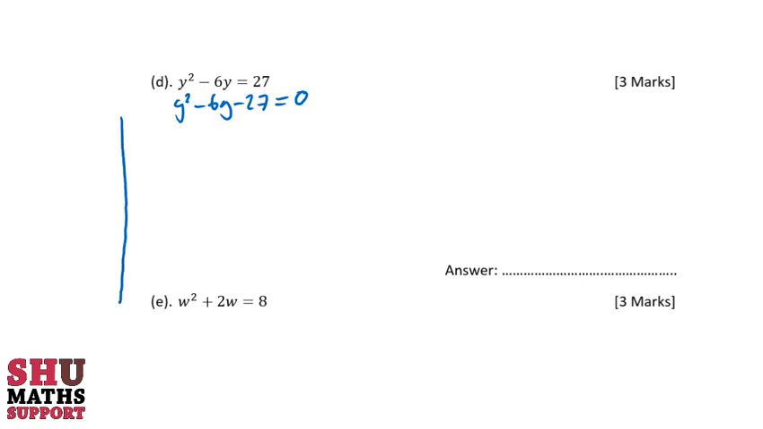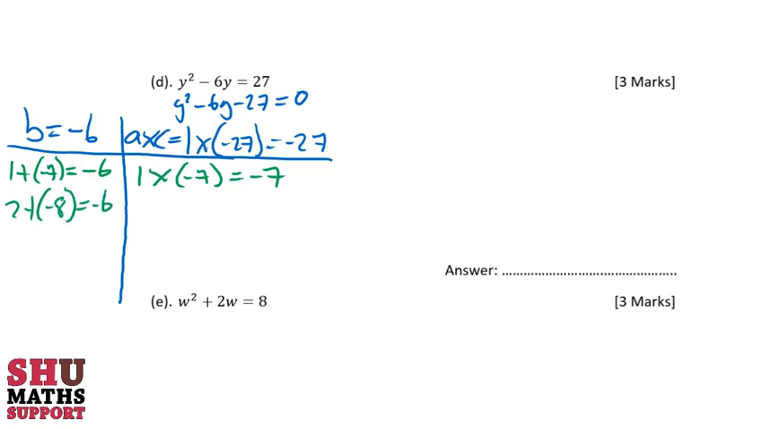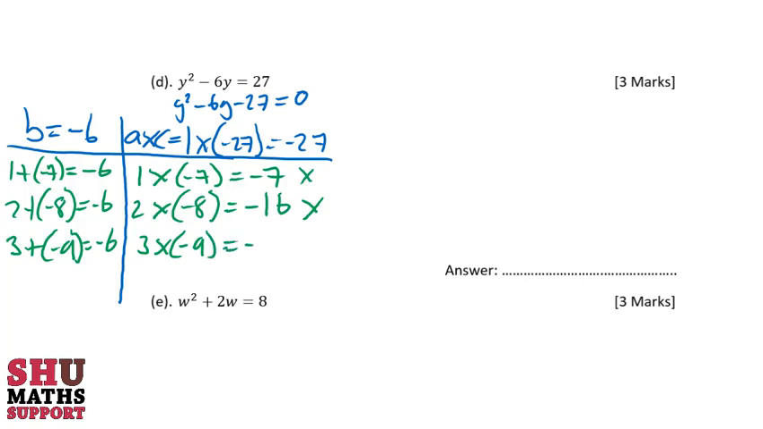So if we create our table, we have b is equal to minus 6, and then we have a times c is equal to 1 times minus 27, which is equal to minus 27. And this is just a normal problem we're used to now. So we're going to have 1 plus minus 7, which is equal to minus 6. And if we do 1 times minus 7, we're going to get minus 7. Then if we do 2 plus minus 8 is equal to minus 6. And 2 times minus 8 is equal to minus 16. Next we have 3 plus minus 9, which equals minus 6, and this gives 3 times minus 9, which is equal to minus 27, so this is the one we want.